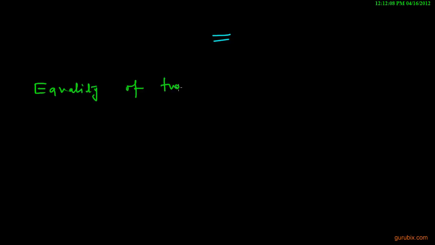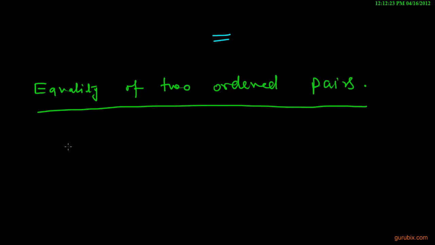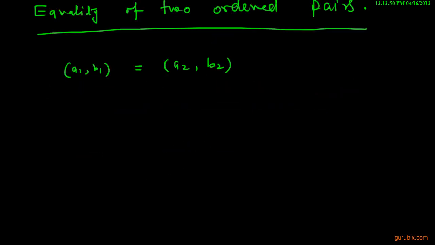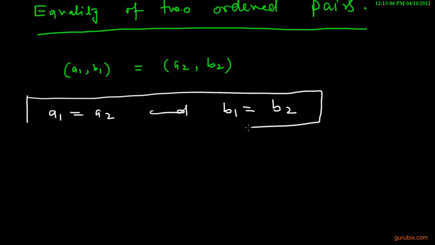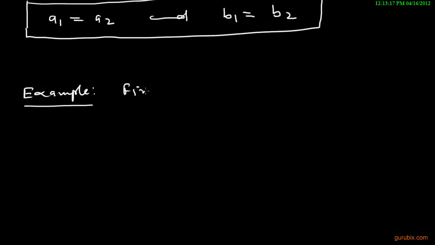of two ordered pairs. Suppose we have two ordered pairs (a1, b1) and another ordered pair (a2, b2). These two ordered pairs will be equal if and only if a1 is equal to a2 and b1 is equal to b2. This is the condition of equality of two ordered pairs. Let me give you some examples. The example is as follows.